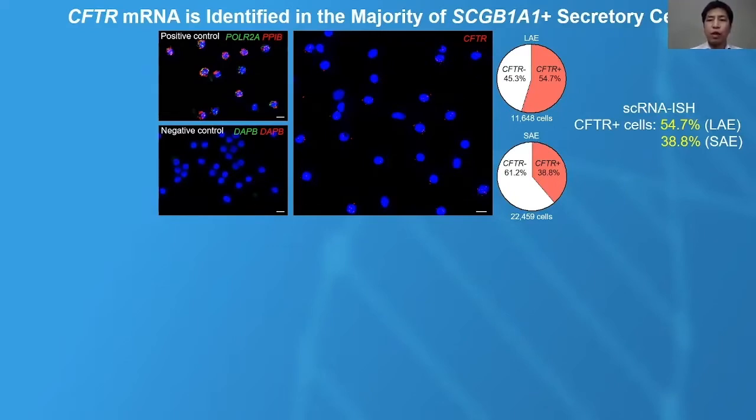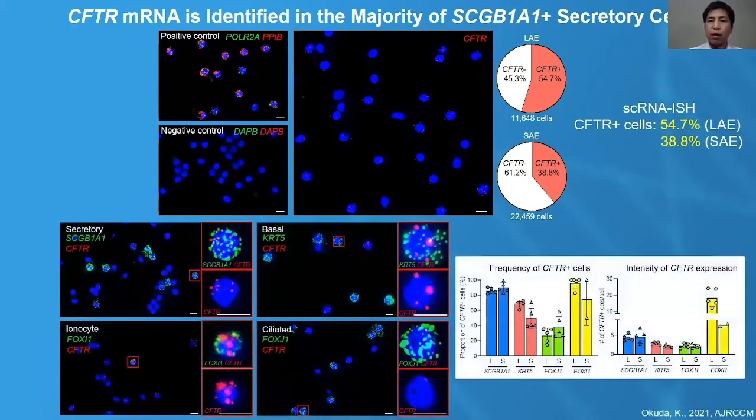Further, we co-localized CFTR with airway epithelial cell type markers. The results reveal that the majority of secretory cells, SCGB1A1 positive secretory cells, express CFTR with relatively higher intensity compared to other cell types. Although ionocytes are rare, most of them express CFTR with the highest intensity. The frequency and intensity of CFTR expression is least in ciliated cells.